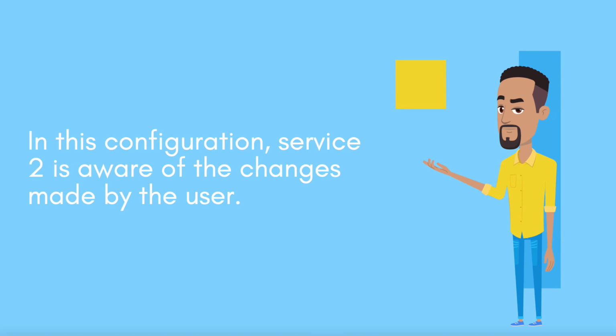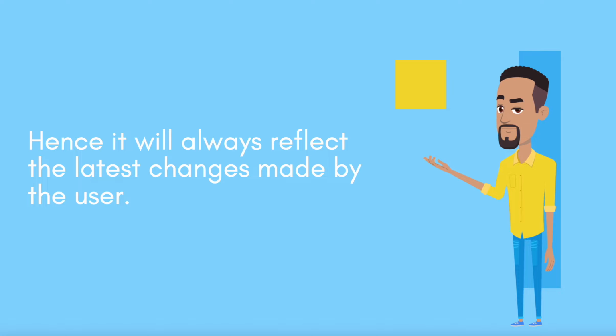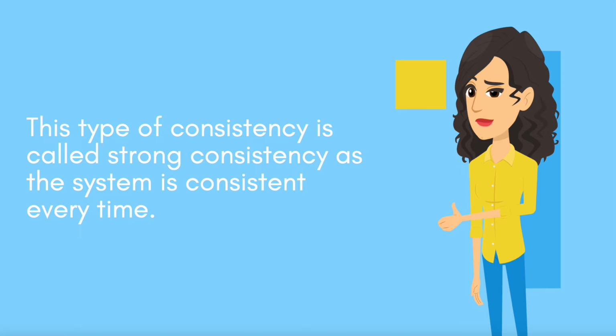In this configuration, Service 2 is aware of the changes made by the user. Hence it will always reflect the latest changes made by the user. Since there is uniformity in data across all services, we call this a consistent system. This type of consistency is called strong consistency, as the system is consistent every time.